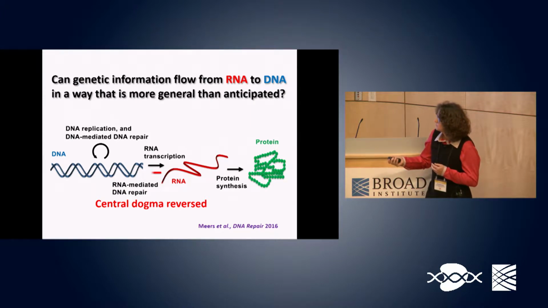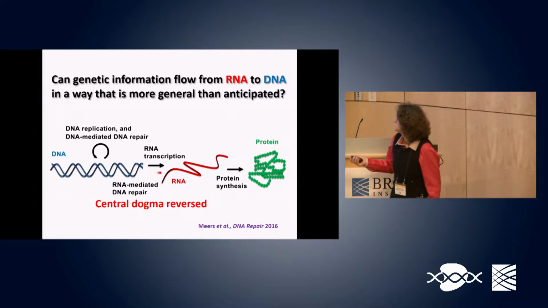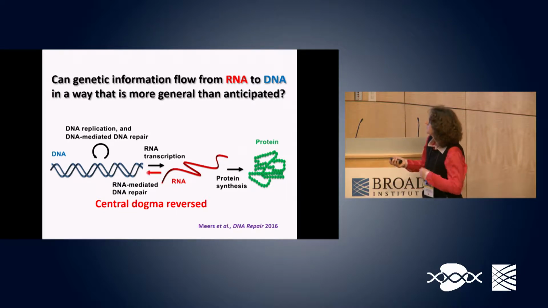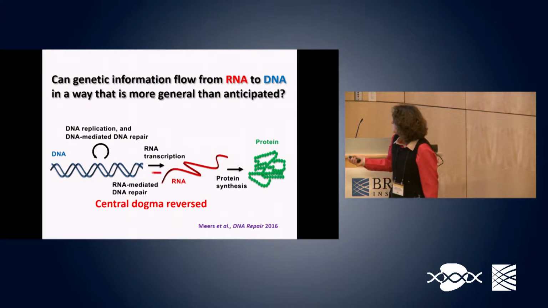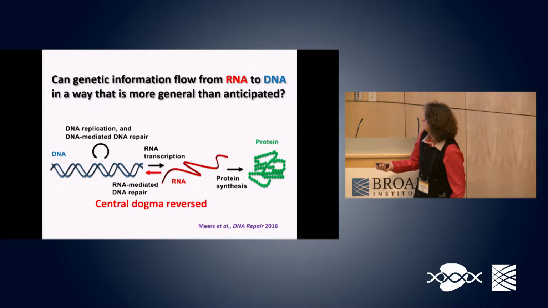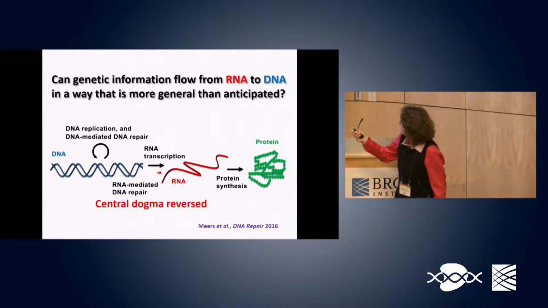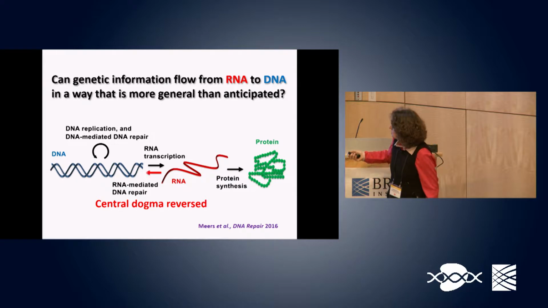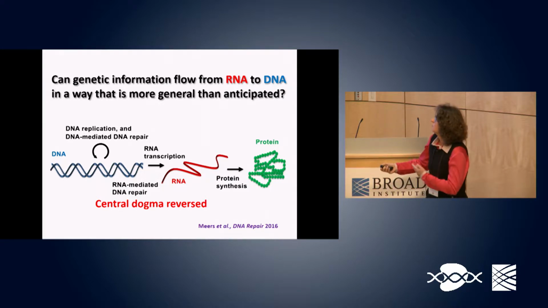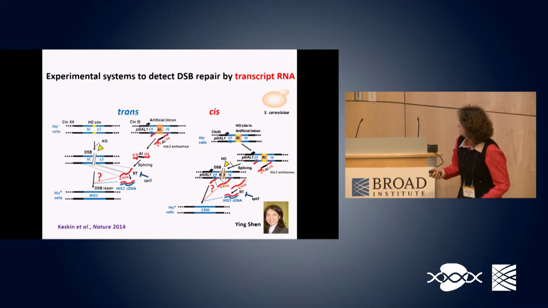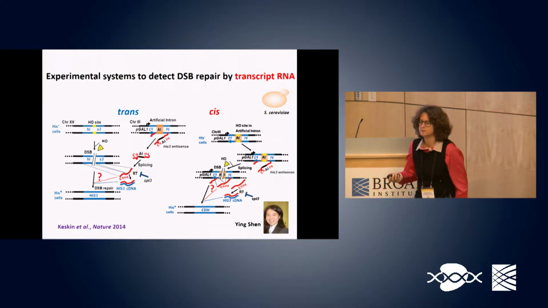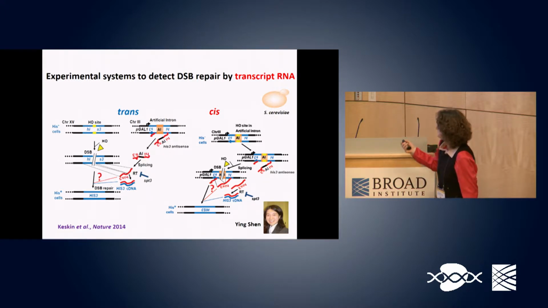Because most of genomic DNA is transcribed into RNA in cells, we wondered whether not just the synthetic RNA, but endogenous RNA could play a role in double-strand break repair in cells. And so, is there a way we can have a flow of genetic information from RNA to DNA in a more general way than anticipated, in the process of RNA-mediated DNA repair? To address this question, we developed two experimental systems, the trans and the cis, in budding yeast.